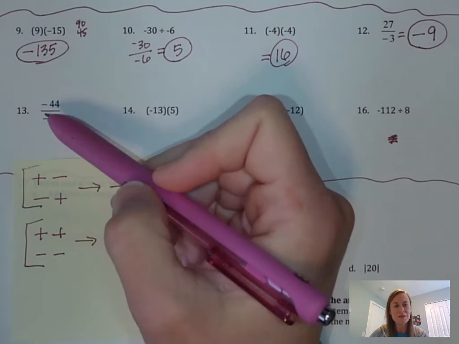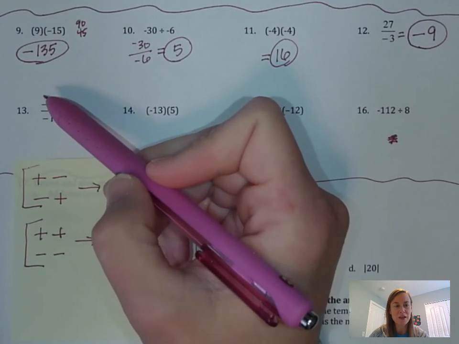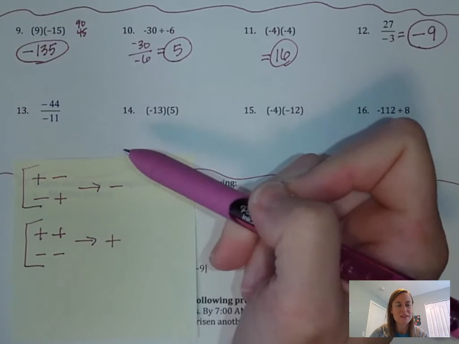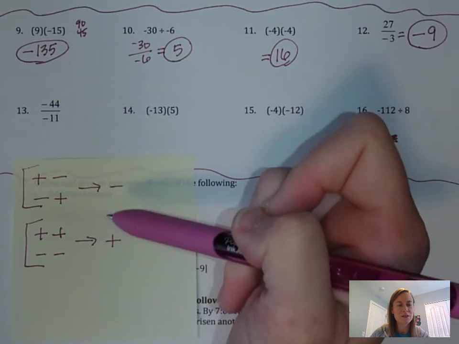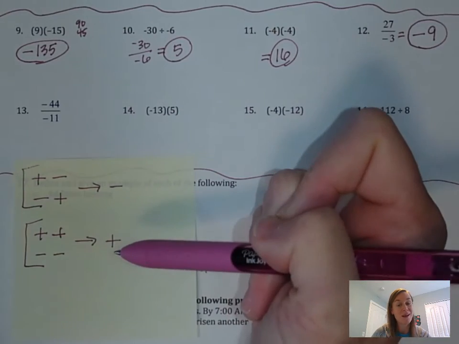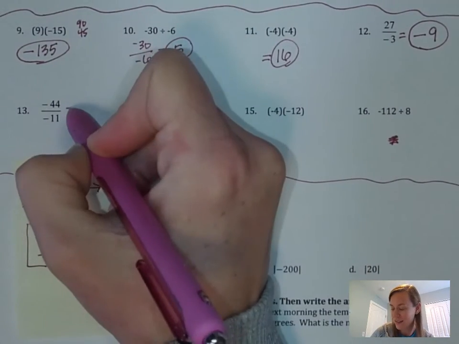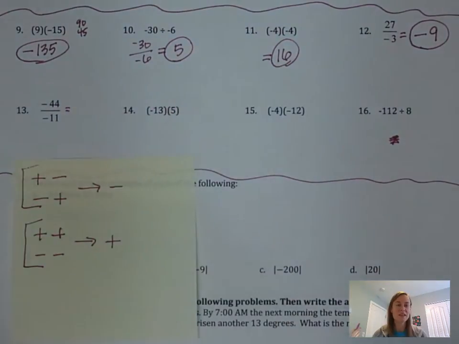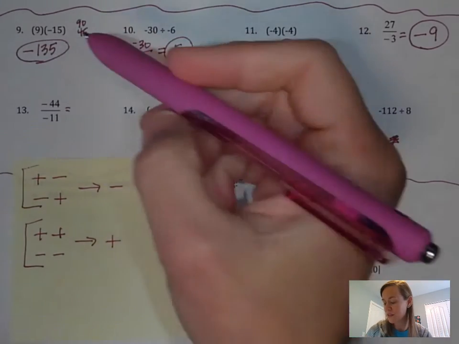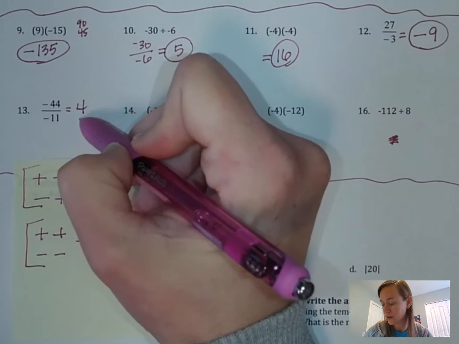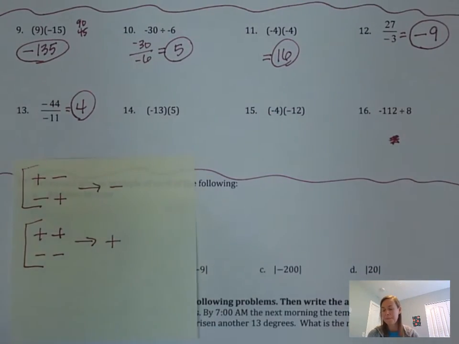Number 13, we have another division problem. This time a negative divided by a negative. All right, students, what's that going to be? Is it going to be a negative answer or a positive answer? Positive. Good. Okay, so now we just think about the numbers. What is 44 divided by 11? That's going to give us 4. And there's our final answer.